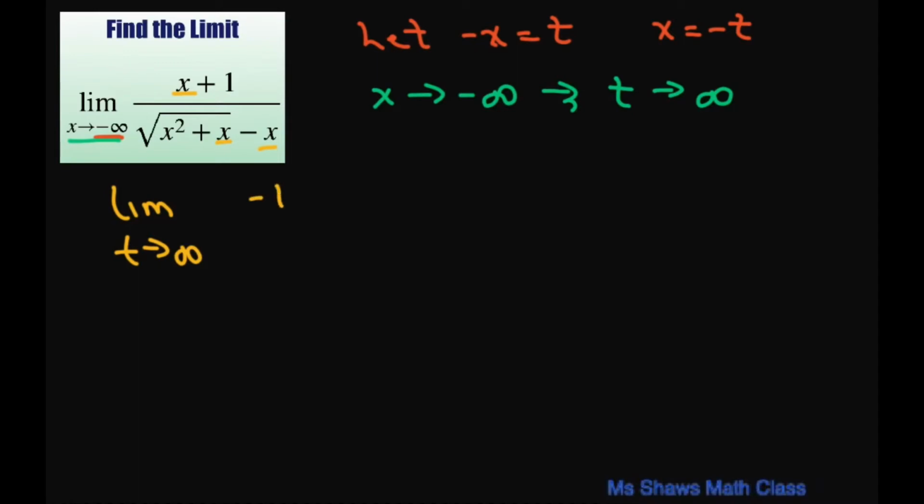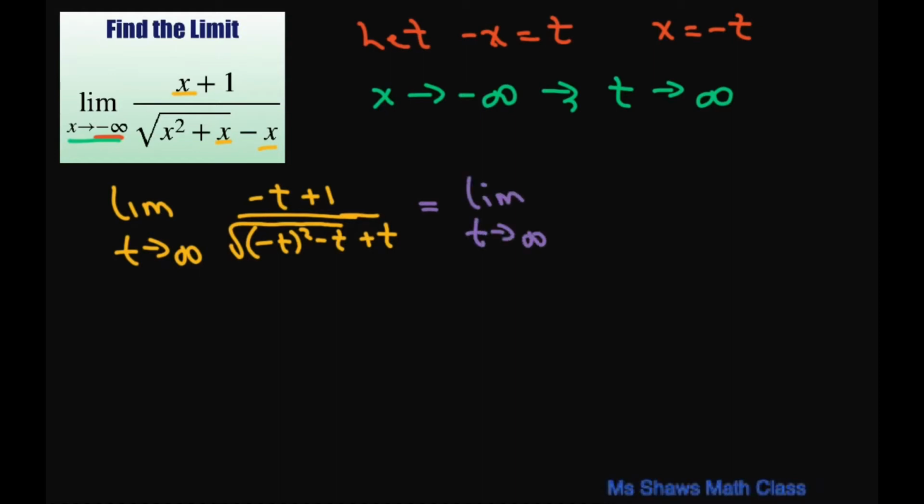So that's going to equal negative t plus 1 divided by the square root of negative t squared minus t, and then we'll have a plus t. All right, this is the same as the limit as t approaches infinity of negative t plus 1 divided by the square root of t squared minus t, and then you have your plus t here. Now, when you substitute in infinity, this has the form infinity divided by infinity.